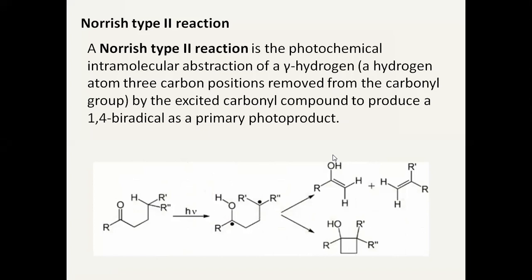See, this is the very best example, a representative example for Norrish type 2 reaction. You can see this is the carbonyl compound having the alpha, beta, gamma carbon and the gamma hydrogen. How does this gamma hydrogen abstraction take place? Excitation, intersystem crossing, similar to triplet, and this H migrates by homolysis from here to here.